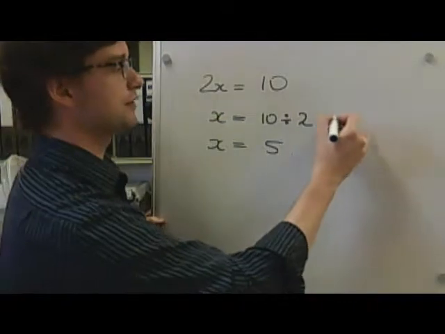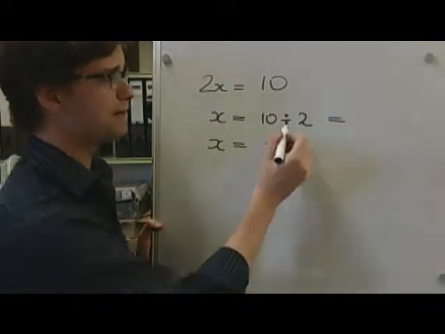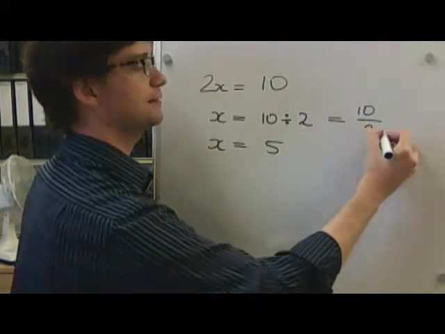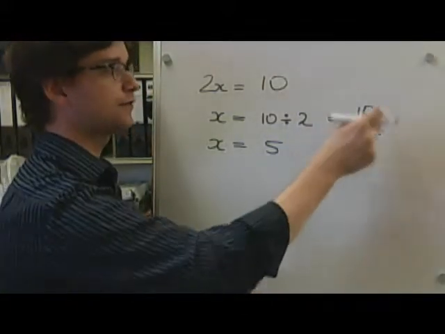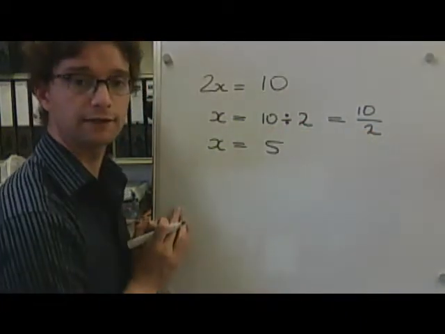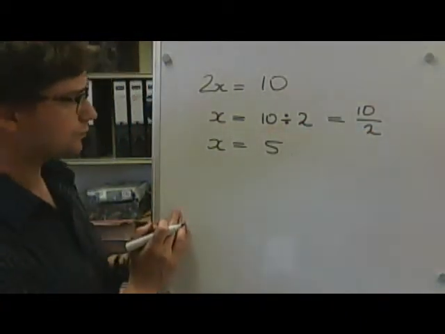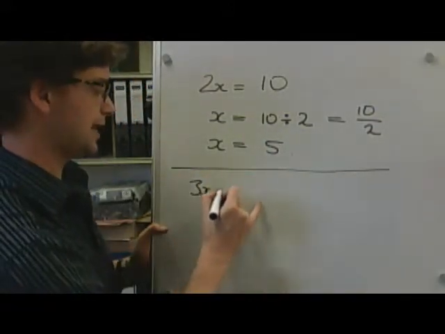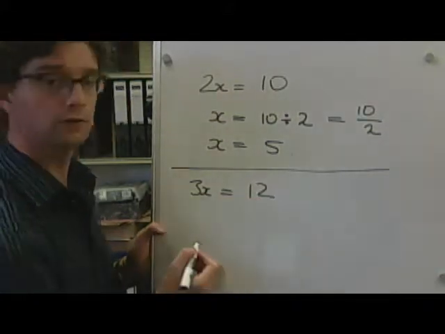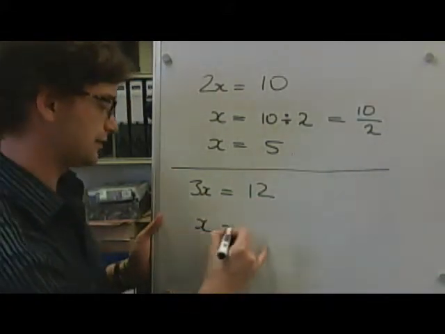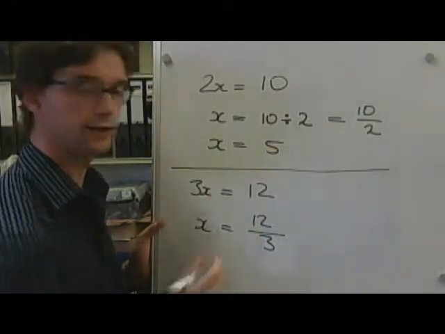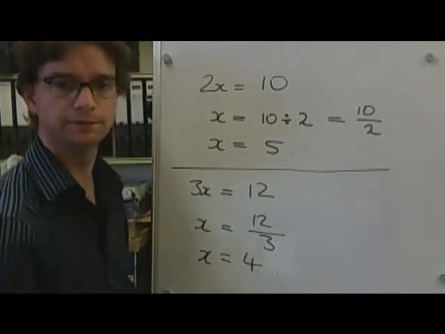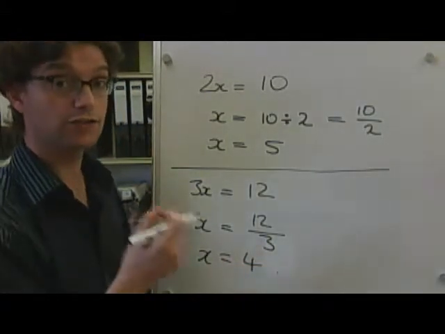Now, I have to say, when we're doing proper maths, we very rarely use a divide sign. We would almost certainly write that as 10 over 2. I won't write the divide sign again in this video. So if we've got 3x equals 12, we're going to say that x equals 12 over 3. So x equals 4.